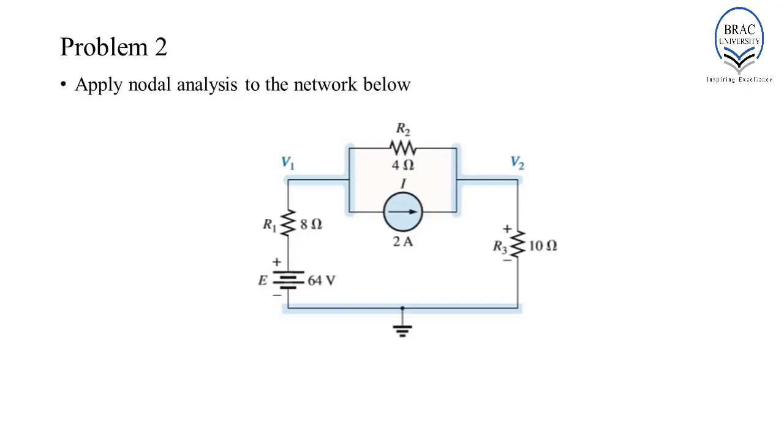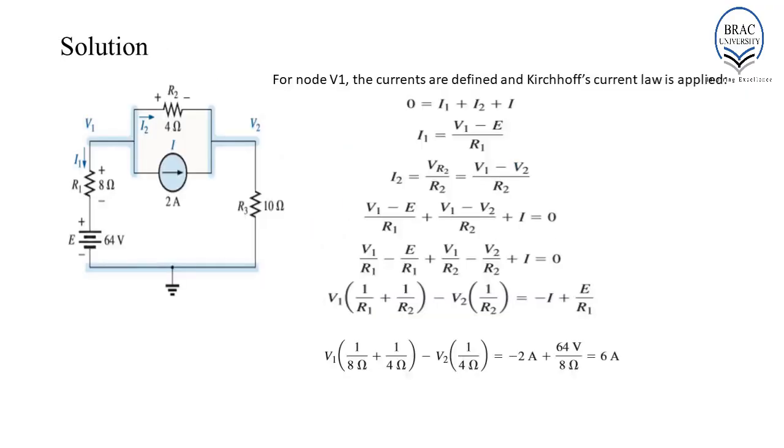So, in this example, you have been asked to apply nodal analysis to the network below. This network has 3 nodes. The ground or the reference node. These 3 points form node 1 and these 3 points form node 2. V1 is the assigned voltage for node 1 and V2 is the assigned voltage for node 2.